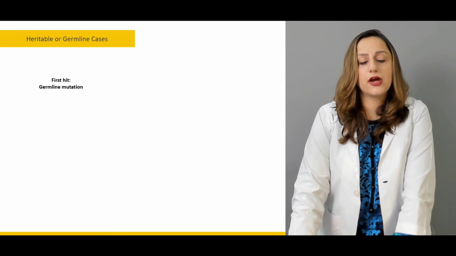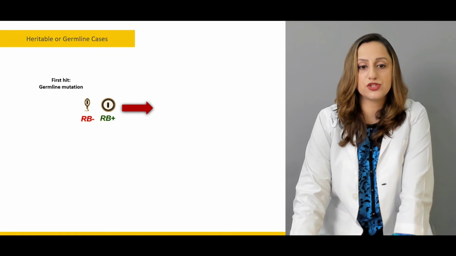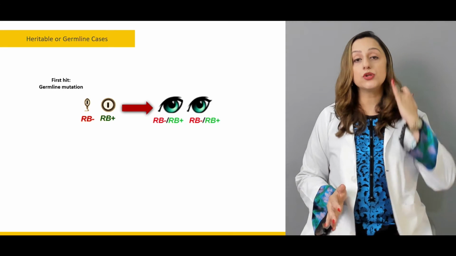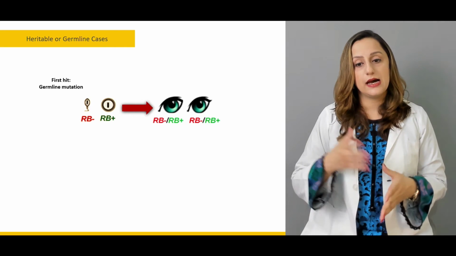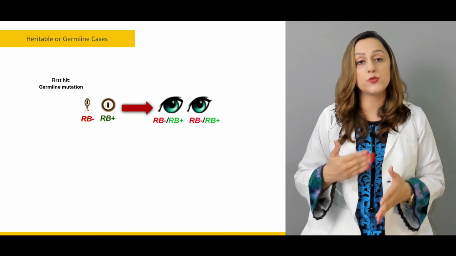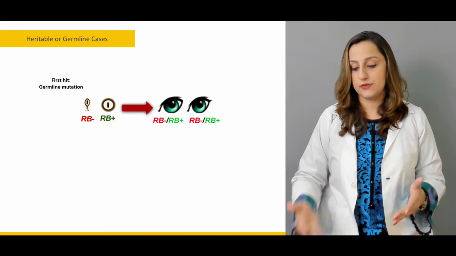It is basically the heritable or germline cases where the first hit genetic mutation is very important over here, in which both of the genes are affected, in which both of the eyes are affected, and that is basically important, in which we have the retinoblastoma positive gene in both of the eyes.